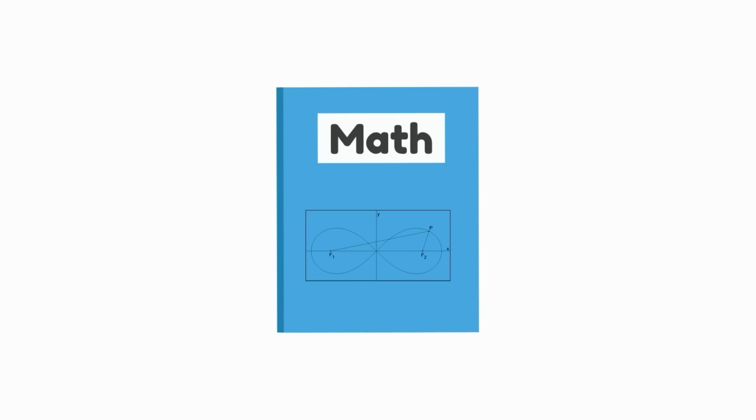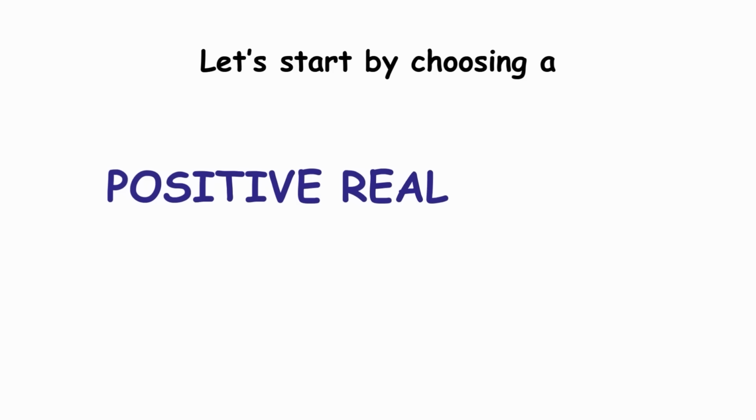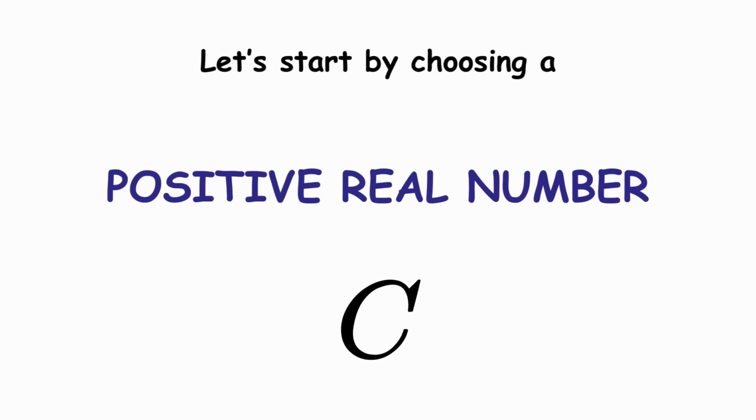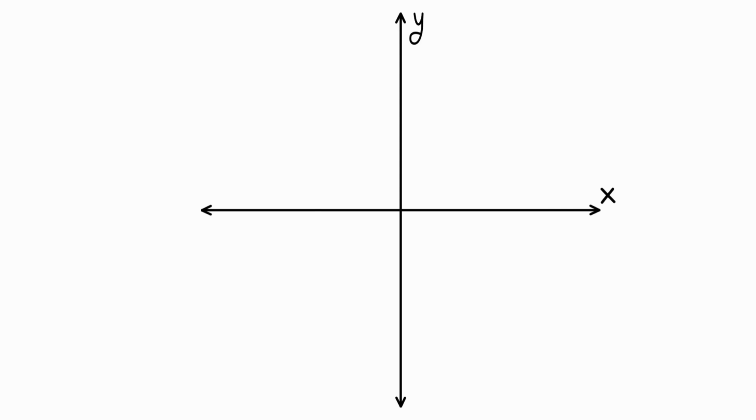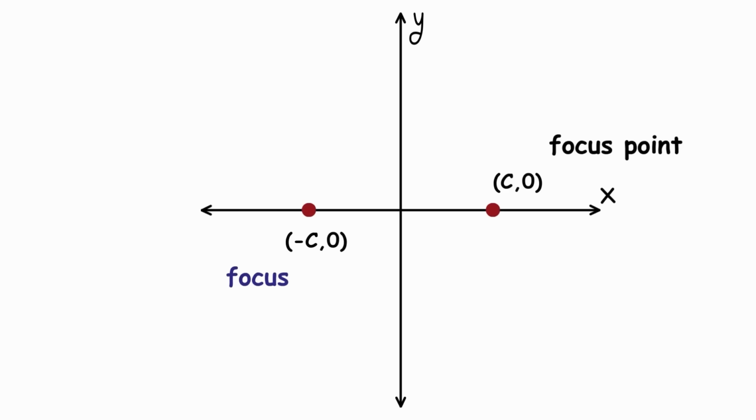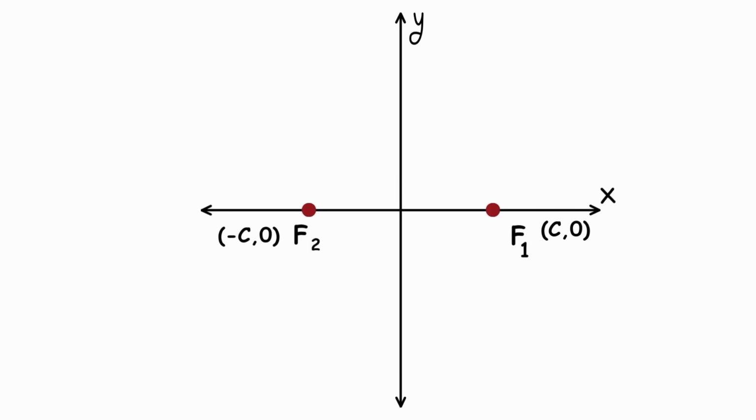Lemniscate of Bernoulli. Let's start by choosing a positive real number, which we'll call c. In the Cartesian plane, draw the 2 points on the x-axis that are each a distance of c from the origin. Each point will be called a focus point, or focus for short, and foci for plural. We'll label these F1 and F2.